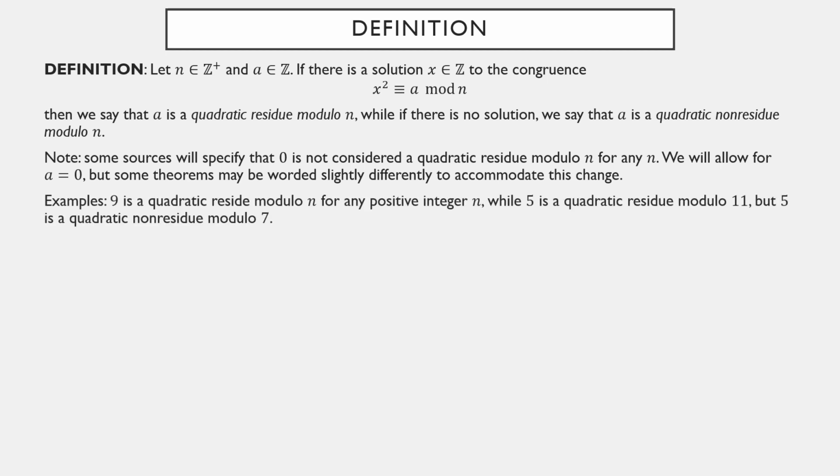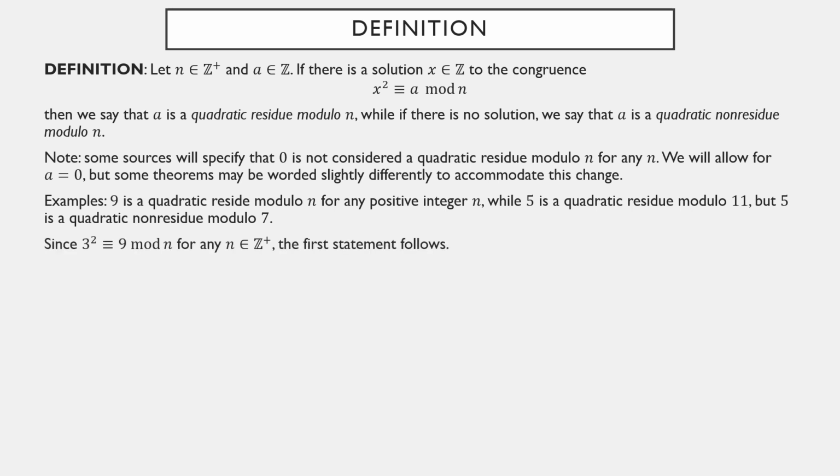Now let's take a look at some examples. I claim the following three things. 9 is a quadratic residue mod n, no matter what n you pick. 5 is a quadratic residue mod 11, but 5 is not a quadratic residue. In other words, it's a quadratic non-residue, modulo 7.